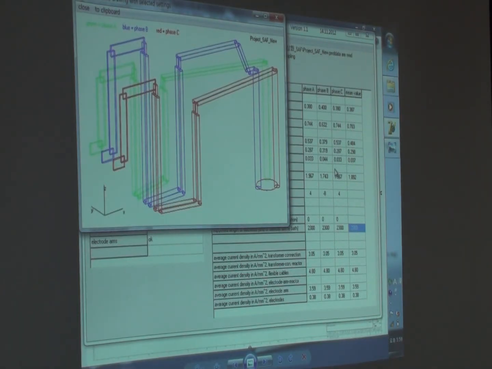In this system, you see that the connection between delta and star is at the electrode holder. And I told you about this. These have very low reactance of 1.5 milliohms. This is very low. But this did not work very well.